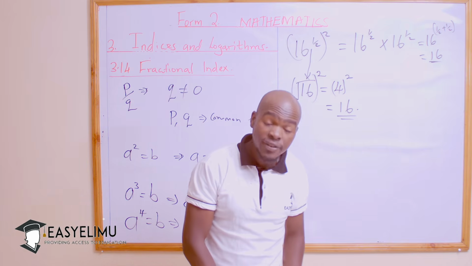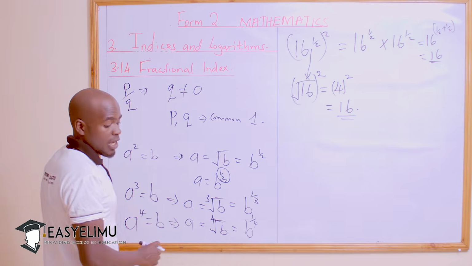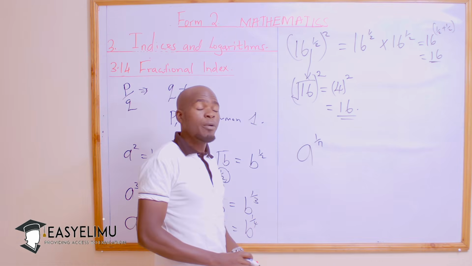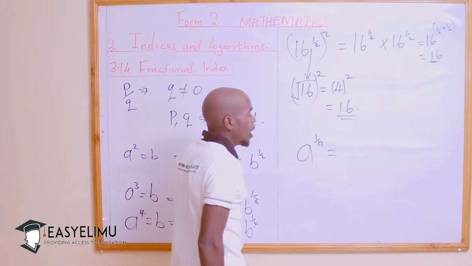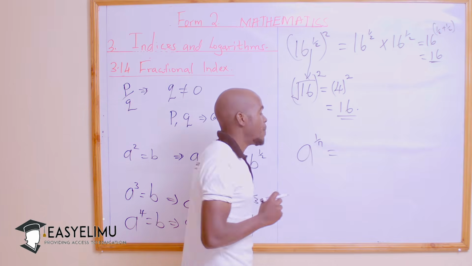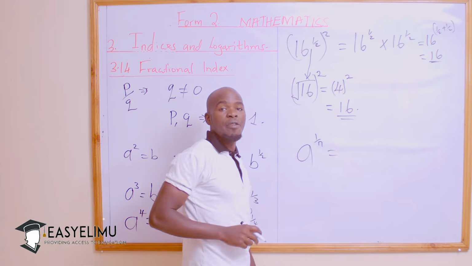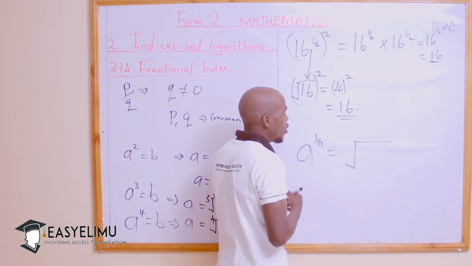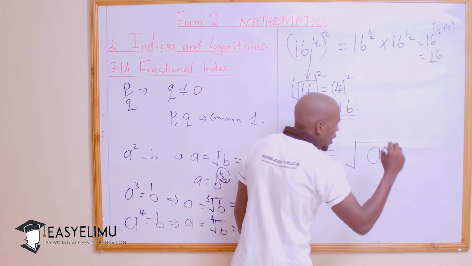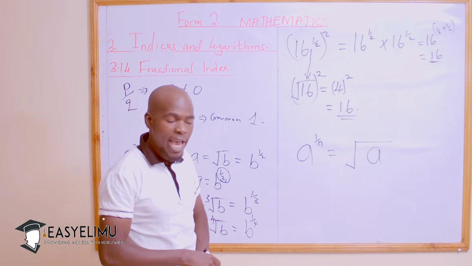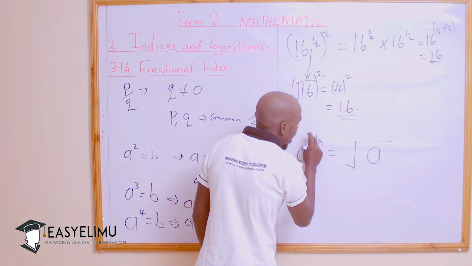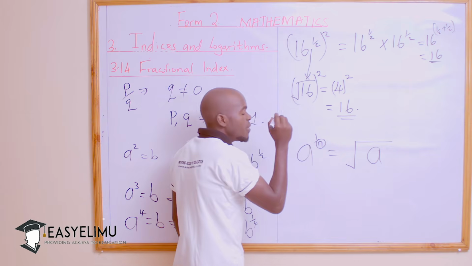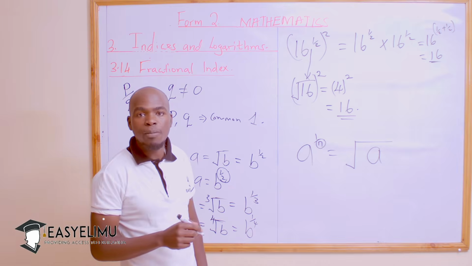So in general, that simply means that in case we have a raised to 1 over n, since a is the base here and 1 over n is the fractional index, then we can still write that in a form whereby a will be under the root sign, and here what we have as the fractional index will be the root to which a must be found.